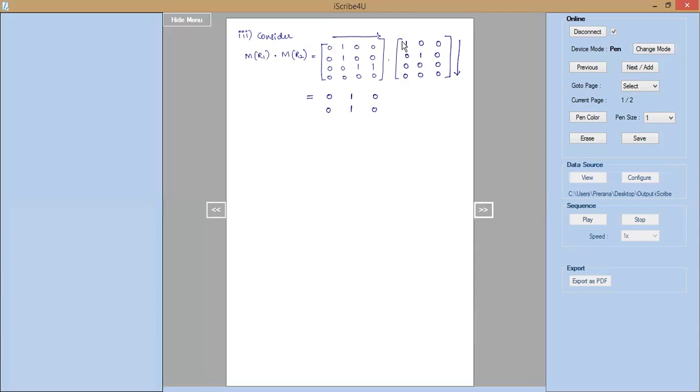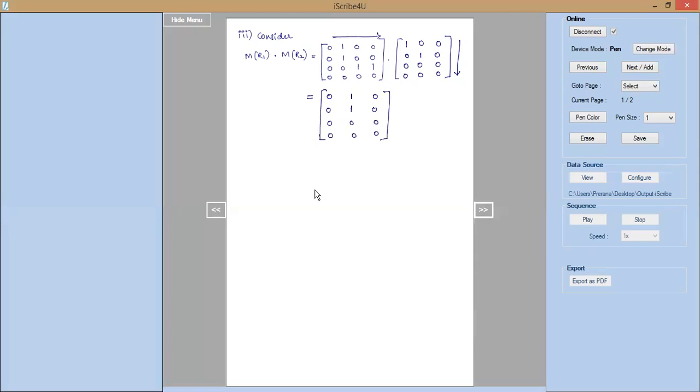Then third row with the first column will be 0. Third row with the second column will also be 0. Third row with the third column will be 0. You can just check that for the remaining elements. All will be equal to 0. So this is our resultant matrix.